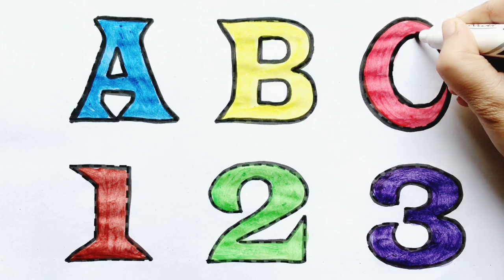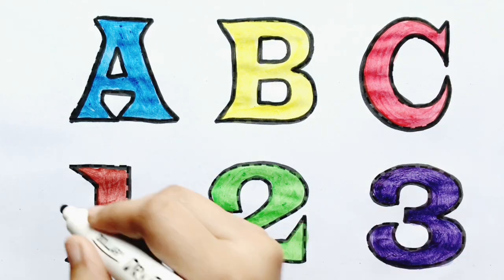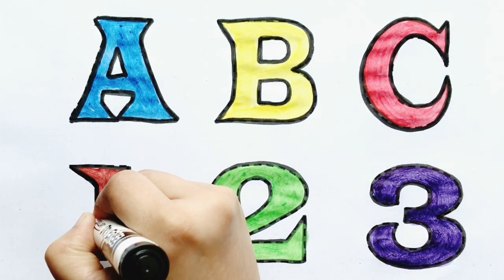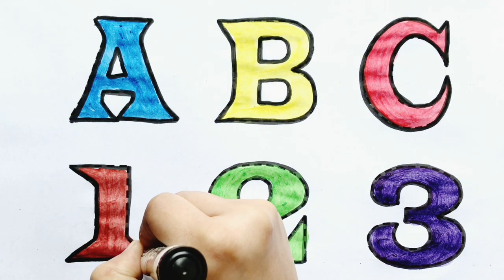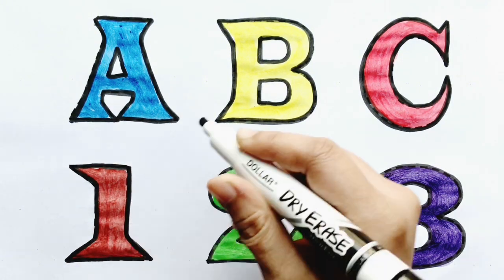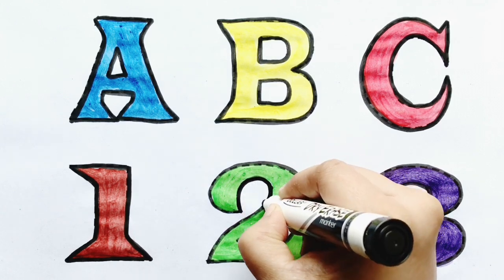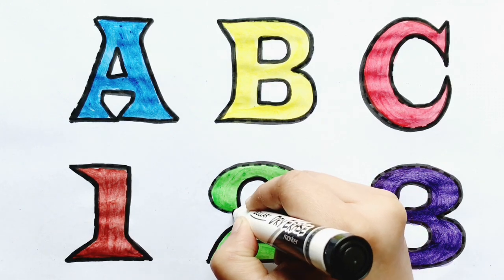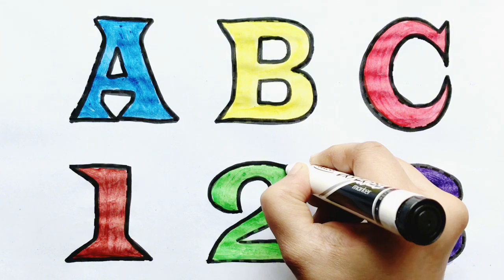A, B, C, count the rhythm and 1, 2, 3. We're singing all together. A, B, C, count the rhythm and 1, 2, 3. We're singing all together. Yeah, let's see a list of words that start with the letter A.